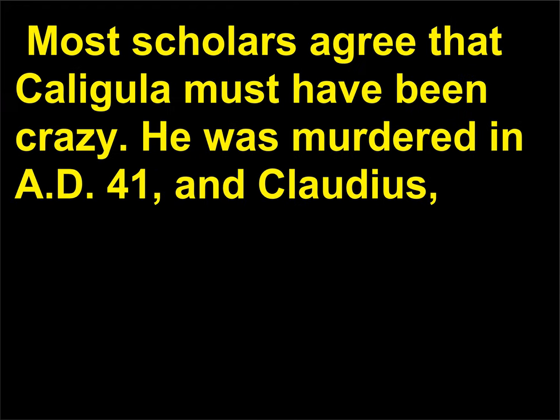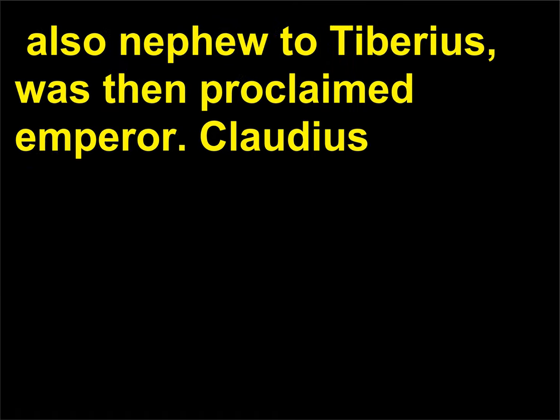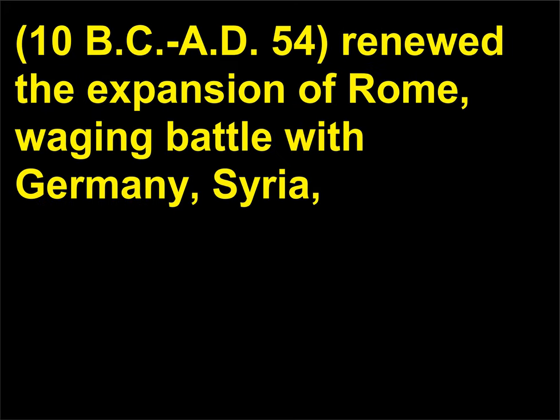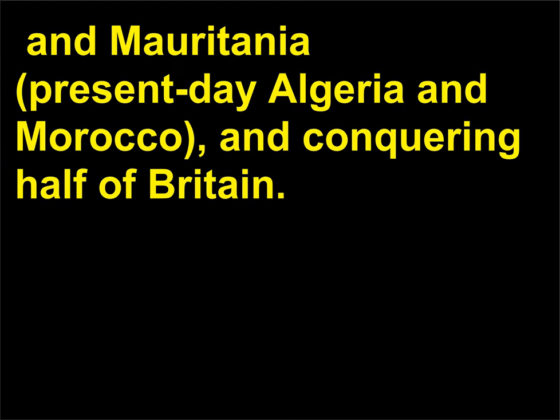Most scholars agree that Caligula must have been crazy. He was murdered in A.D. 41, and Claudius, also nephew to Tiberius, was then proclaimed emperor. Claudius, 10 B.C. to A.D. 54, renewed the expansion of Rome, waging battle with Germany, Syria, and Mauritania, present-day Algeria and Morocco, and conquering half of Britain.